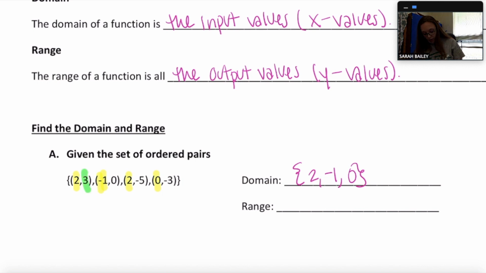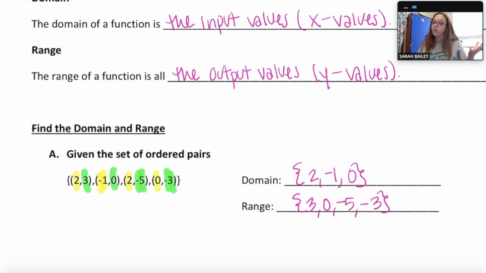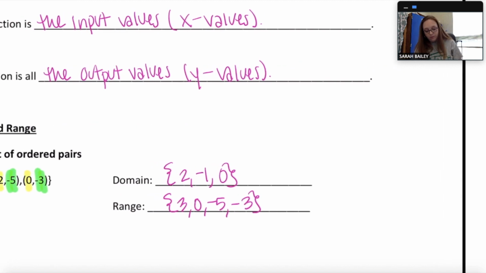Now let's talk about our range. Remember that the range is the y values, which I've just highlighted in green. So that's going to be 3, 0, -5, and -3. That's my range. That's it. Okay, let's go to the next one.